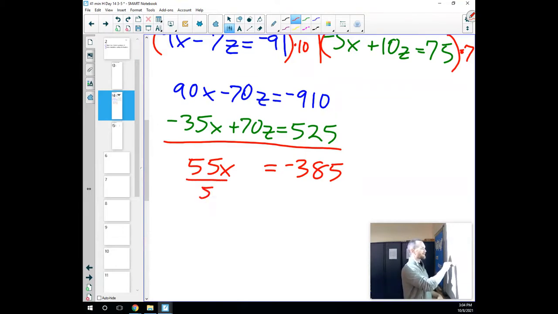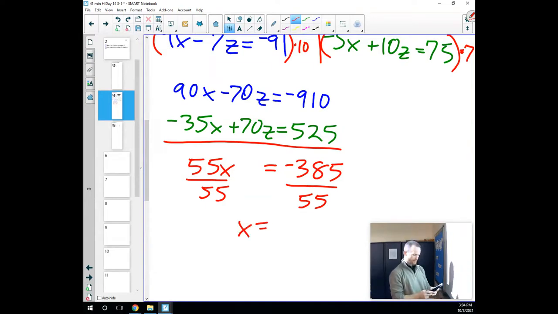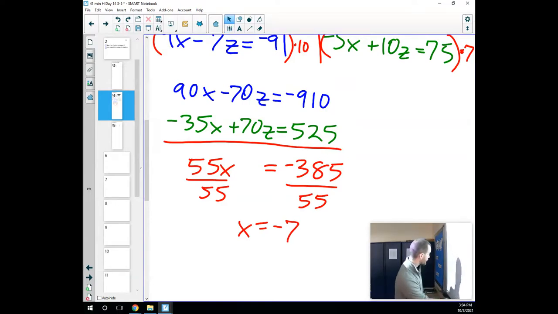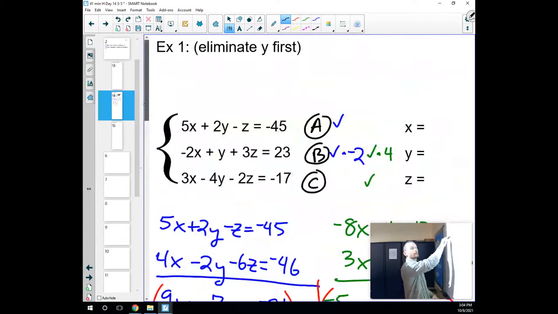All right, now we divide by 55. I believe this is going to be -7, but like I said, let's not be a hero. Let's double check ourselves. Oh, I typed it in wrong. Divided by 55, not just 5. Yeah, -7. Very good, -7. All right. So we've got our first answer we can put on the answer line. X equals -7.